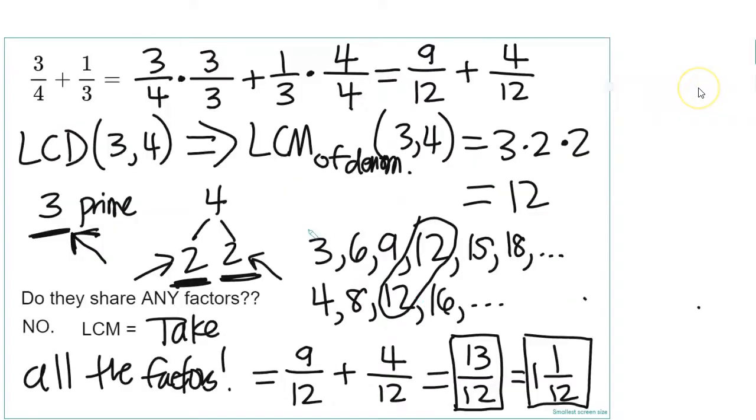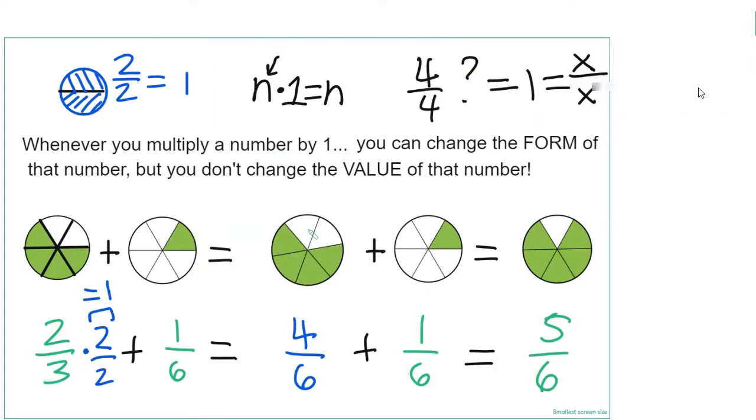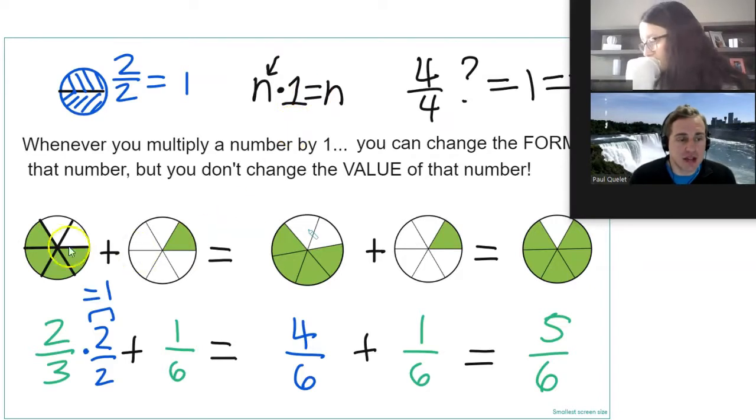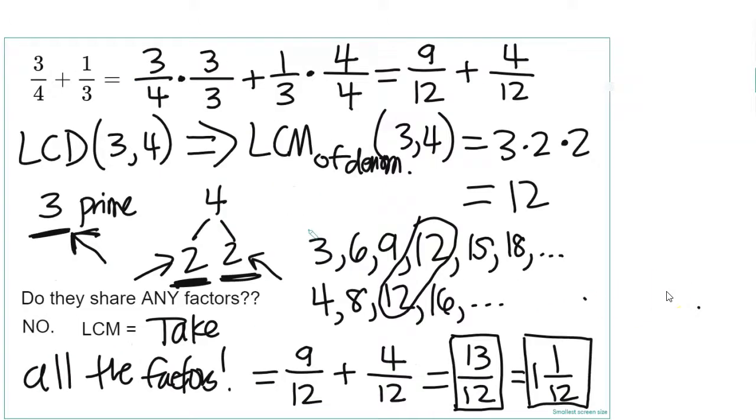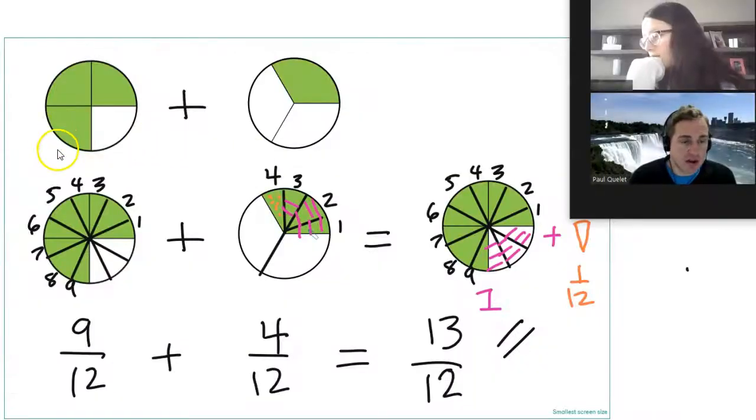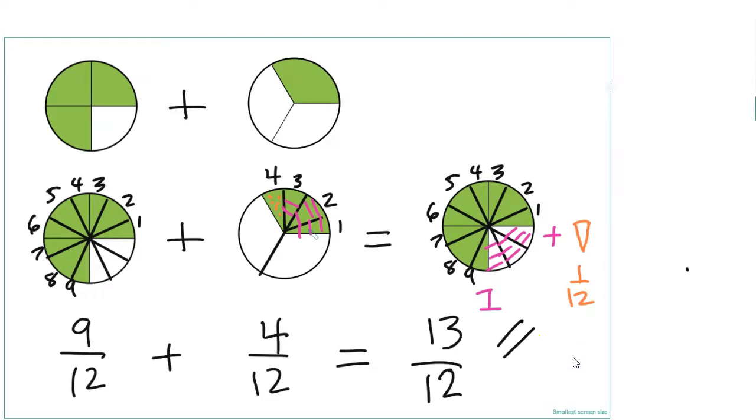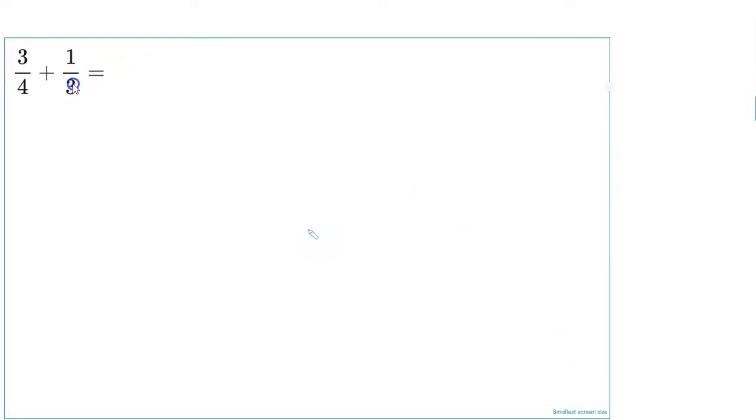One of the things we did is we proved visually that if you add 2/3 together with 1/6, you should get 5/6. Remember we saw this last time? And then we also proved that you could take 3/4 plus 1/3, and if you cut things up into 12ths, you should get, when you add them together, 13/12, which is a little more than one full pie. Okay, so let's try another one.